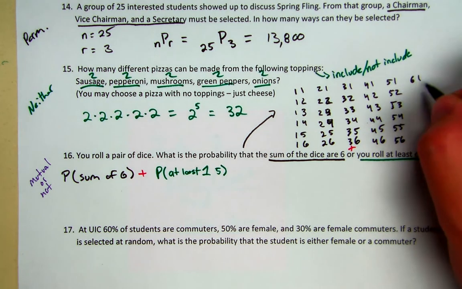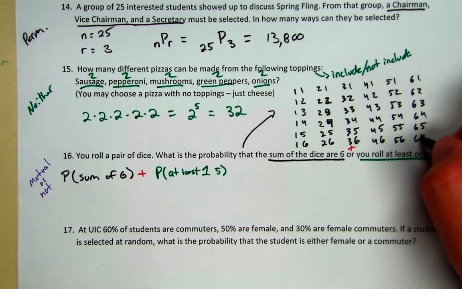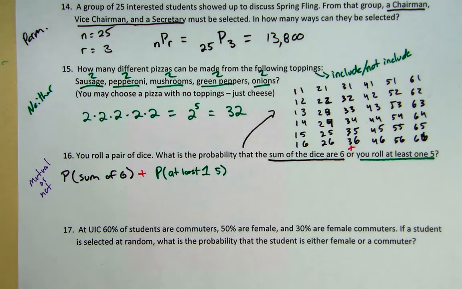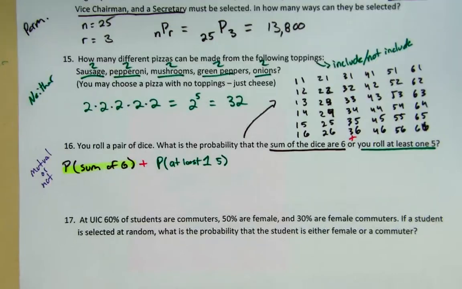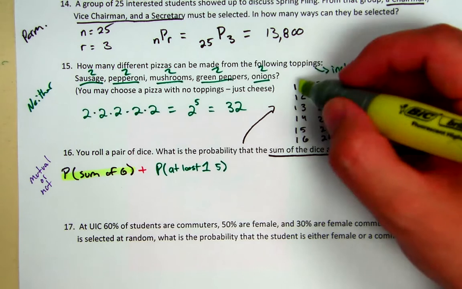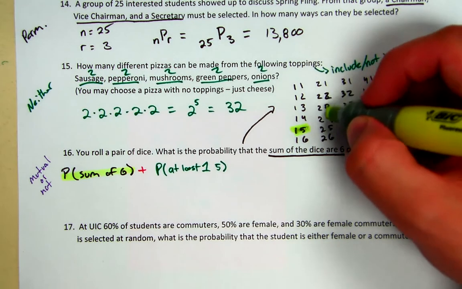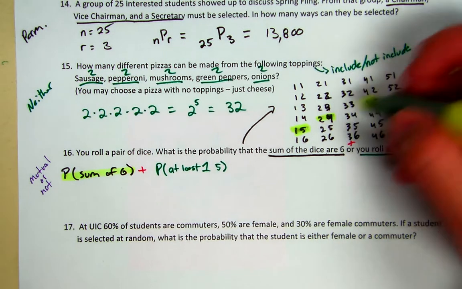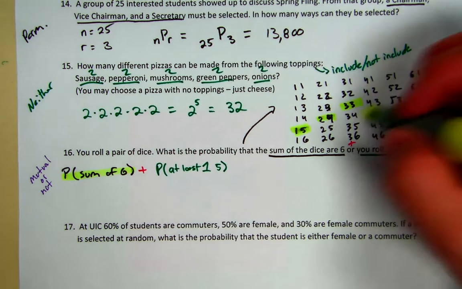And finally 6: 6-1, 6-2, 6-3, 6-4, 6-5, and 6-6. So the question is, is there a sum of 6? We need to go through and figure out which ones add to 6. Well, 1 plus 1 doesn't. But if we go down the list, I know 1 plus 5 does. 2 plus 4 does. Nothing else. What about 3 plus 3? That does.